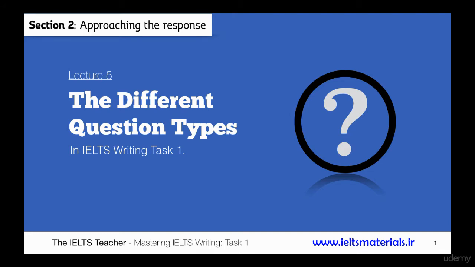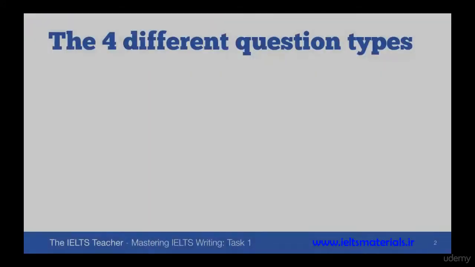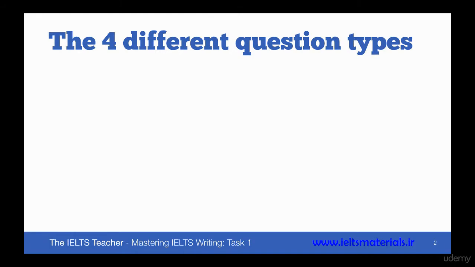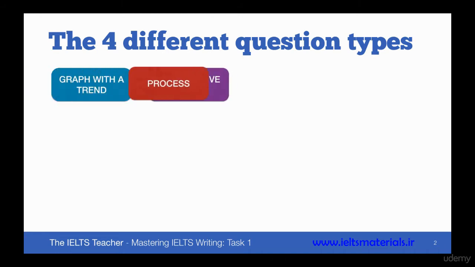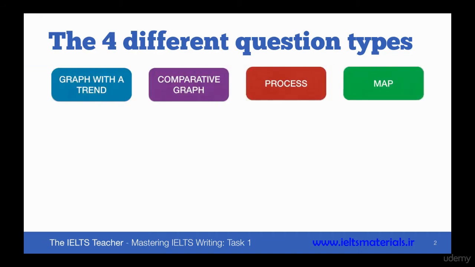So with the different question types for task 1, there are 4 of them. But these are a lot simpler and easier to understand than they are in task 2. So the 4 different possible tasks that you might encounter are graphs with a trend, comparative graphs, processes, and maps. So you might be confronted with one of these 4 options.